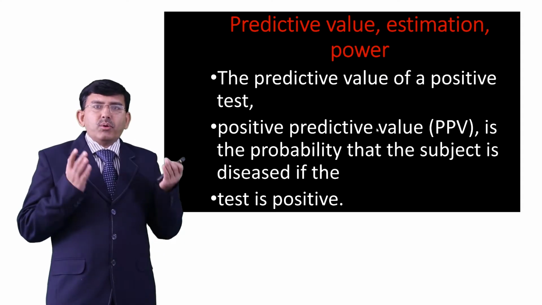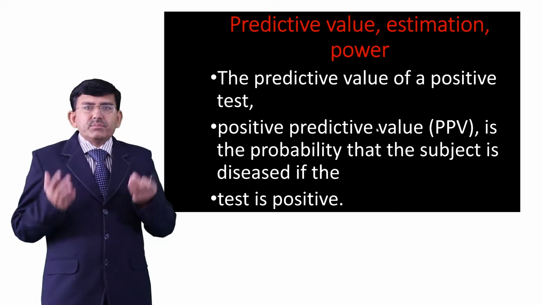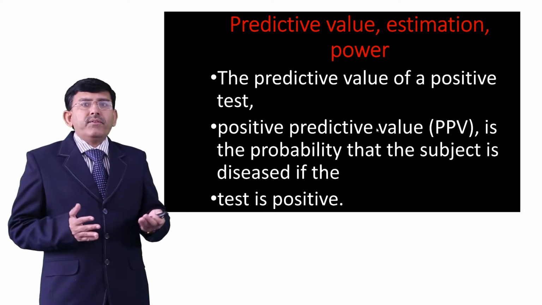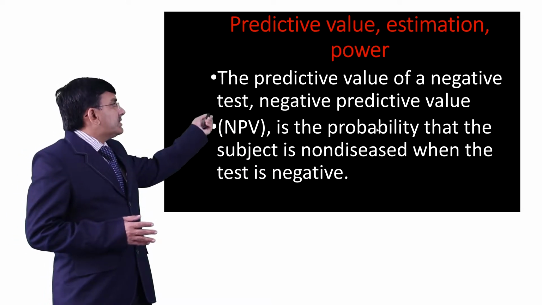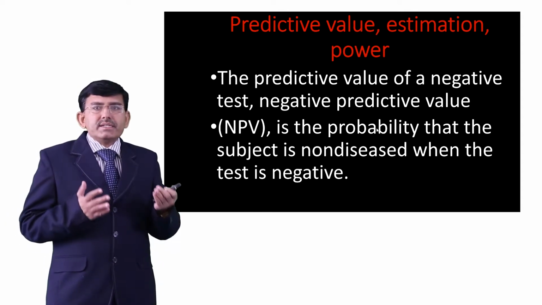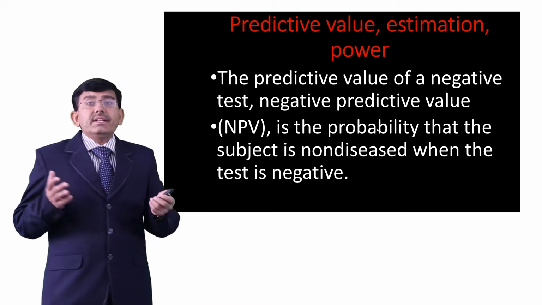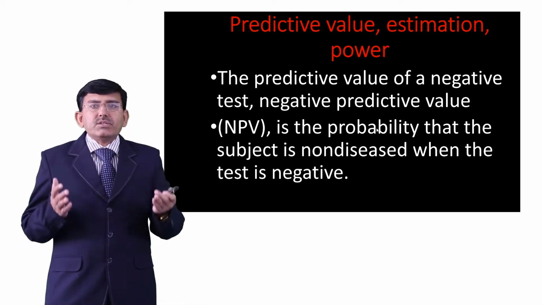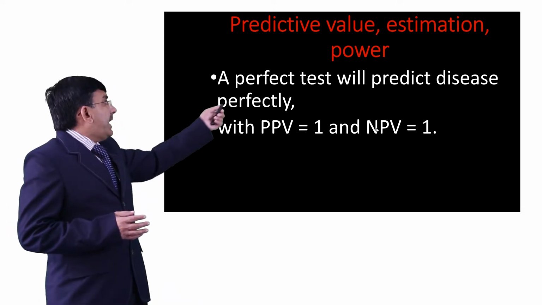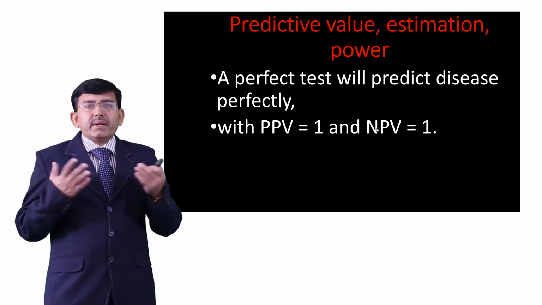The predictive value of a positive test, the positive predictive value, is the probability that the subject is diseased if the test is positive. The predictive value of a negative test gives information that the negative predictive value is the probability that the subject is non-diseased when the test generated from the subject gives a negative result. A perfect test will predict disease perfectly with PPV equal to 1 and NPV equal to 1. With this formula, we can find out the predictive value.